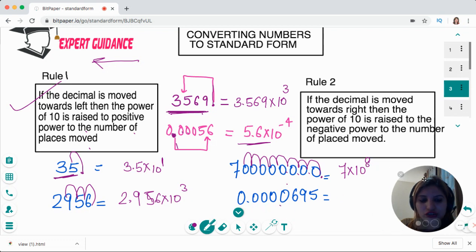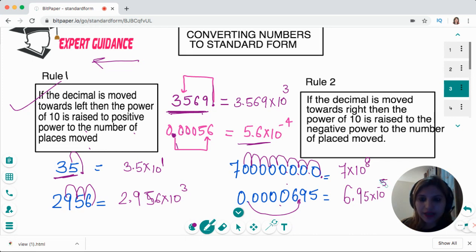Now here, to make it into standard form, my decimal should go here, 6.95. So how many places to the right are we moving? 1, 2, 3, 4, 5. So the answer would be 6.95 times 10 to the power minus 5.